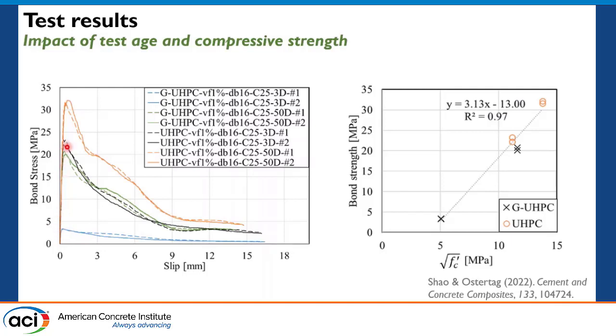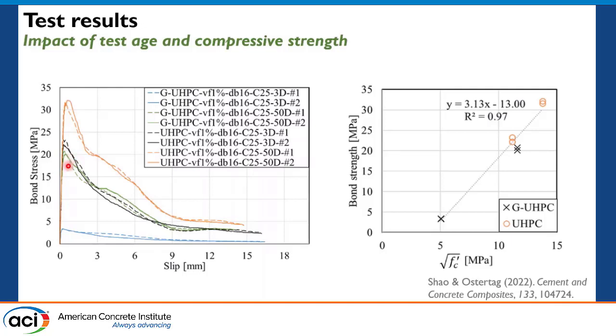And for the other UHPC, if we increase the compressive strength from 25, I think this is around 150 MPa, it increases the bond strength to around 20-25. And if we increase the compressive strength to 190, it increases the bond strength to around 30 MPa, and the decline is more gradual as well.